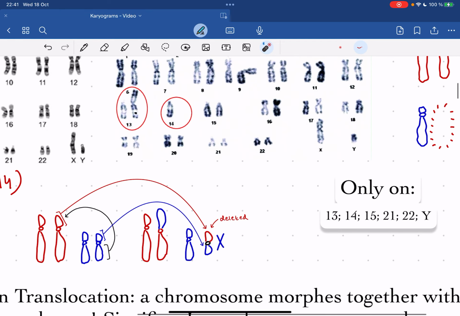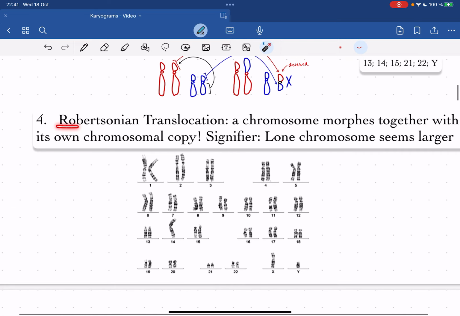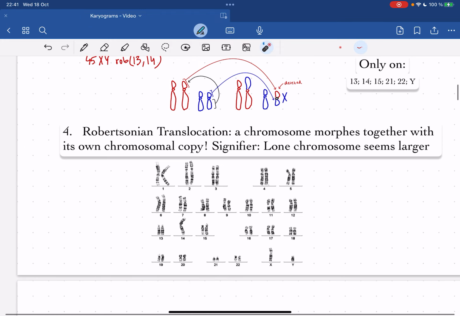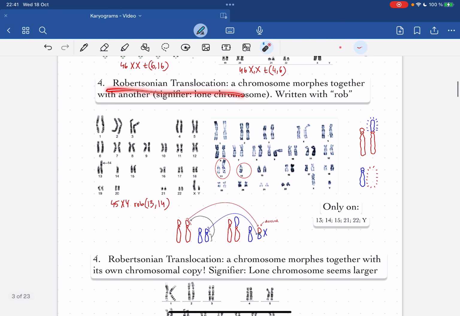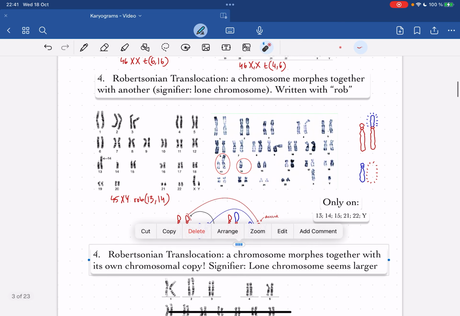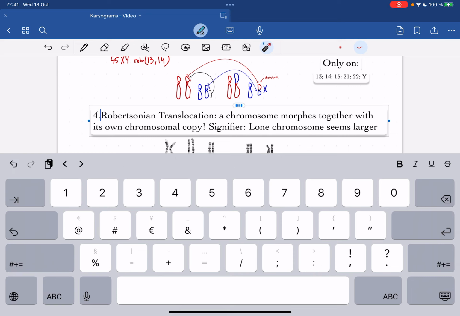And again, this only works on chromosomes 13, 14, 15, 21 and 22. Let's ignore Y for now, but it does work on Y. But let's ignore it because it's not relevant for a click. Robertsonian translocation. This is a specific, obviously this was also Robertsonian translocation. I don't know why I wrote a 4 there. It's supposed to be, but let's just write a 4.5 because it's still about the same subject.